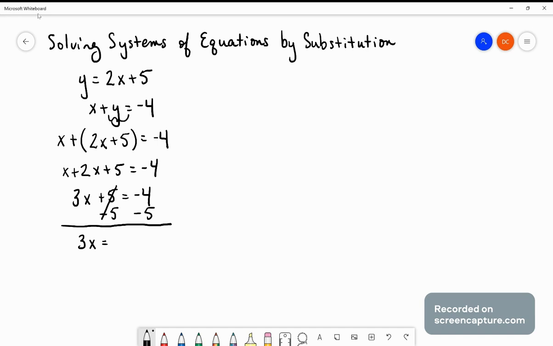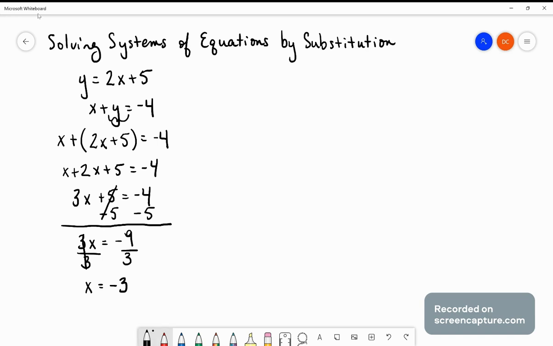So now we have -4 minus 5, and that's going to be -9. So I have 3x equals -9. Again, I want this x all by itself, so I'm going to divide by 3. The inverse of multiplication is division. So 3 times x, to get rid of that 3, we want to divide by 3. 3 divided by 3 is 1, so we're just left with x equals -9 divided by a positive 3, which gives me -3. So now we have that x equals -3.